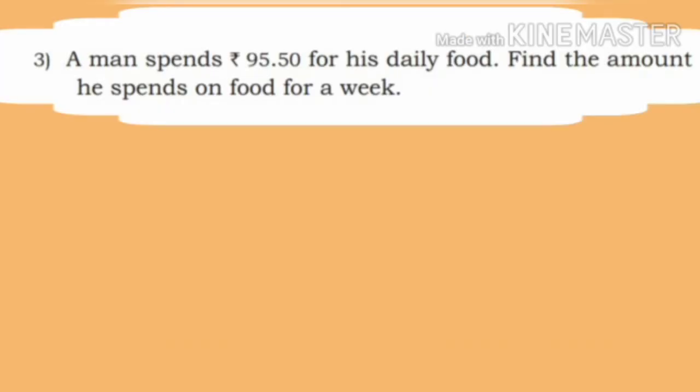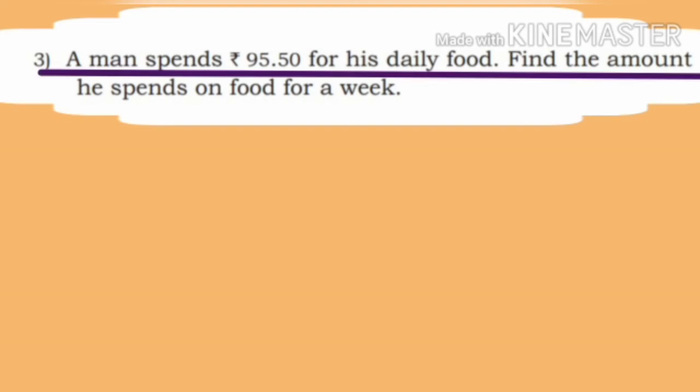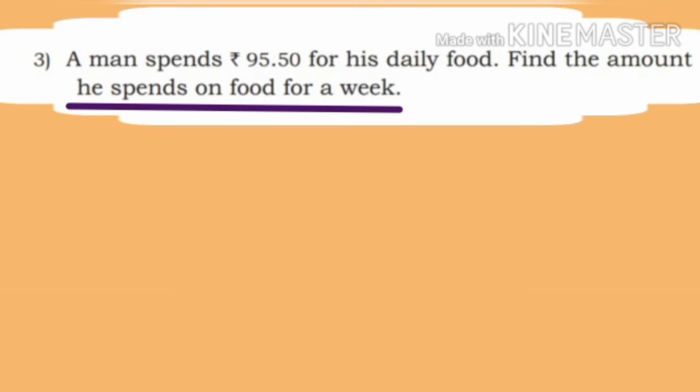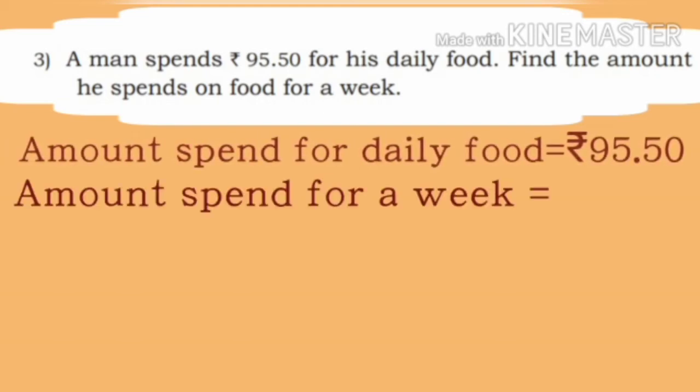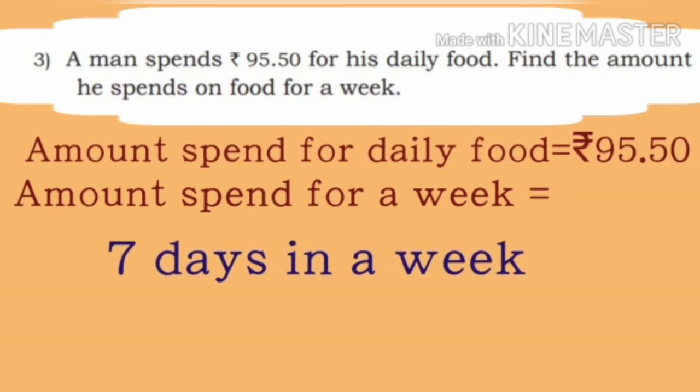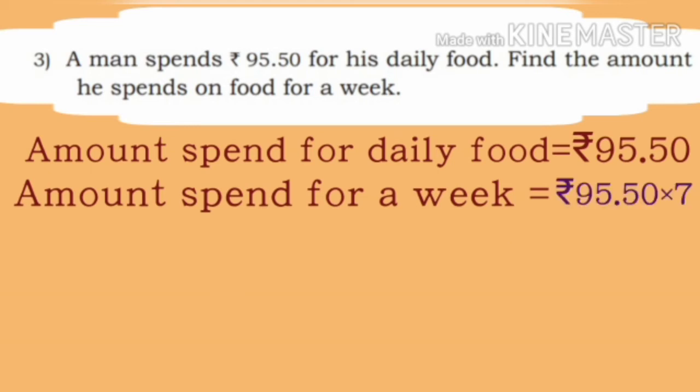Now solve the third problem. A man spends 95 rupees 50 paise for his daily food. Find the amount he spends on food for a week. Here write data in steps. Amount spent for daily food, 95 rupees 50 paise. Amount spent for a week. Children, you know that there are 7 days in a week. So we multiply 95 rupees 50 paise by 7.